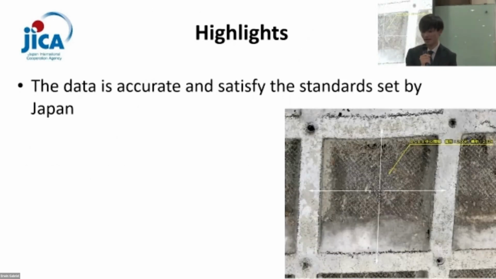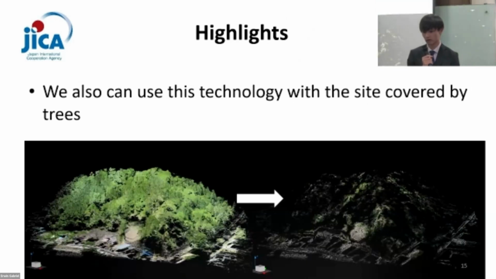So we are always asked this question: is this data accurate? The answer is yes. The data set meets the standard set by Japan, within 10 millimeters of the actual survey measurement. So we can use it at an actual construction site. And we sometimes get this question: can this data be used even when the ground is covered with trees like this? The answer is yes. By processing the data and removing some points, as you can see, we can create the ground surface like this image.